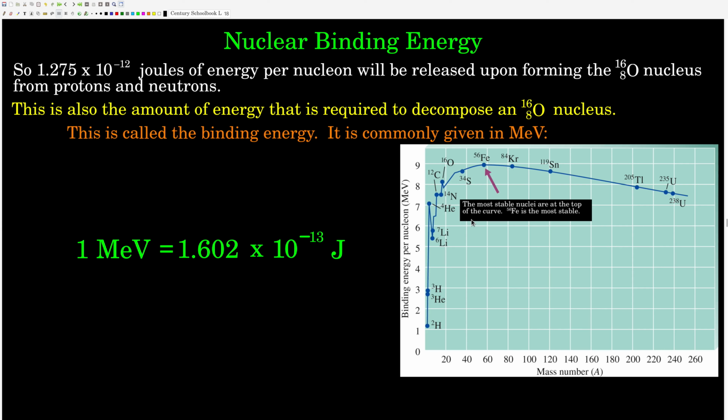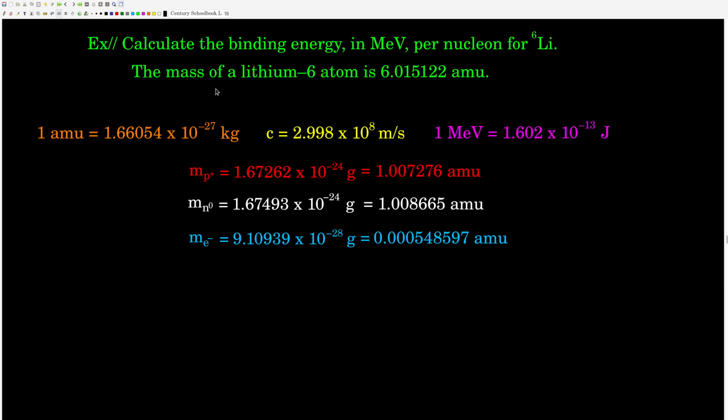And this has implications for what goes on inside of stars and all this stuff. But that's a different class. All right, so here's an example. Calculate the binding energy. We just did something like this. You've seen it before. In mega electron volts per nucleon for lithium-6.